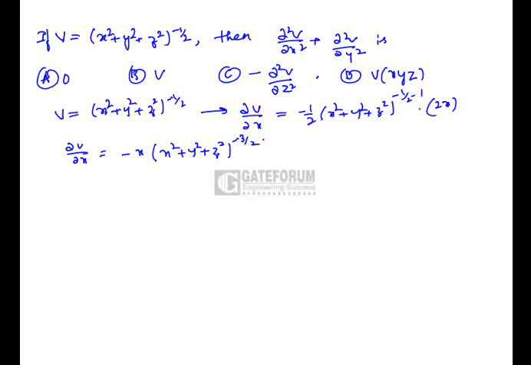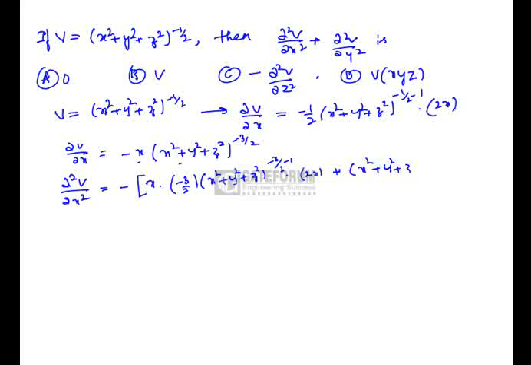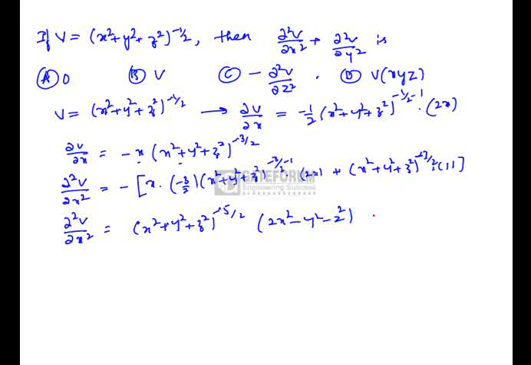Now as we need dou square v by dou x square, we'll differentiate it again partially with respect to x. Now as we have two functions, we'll use the UV rule. X into differentiation of this is minus 3 by 2 into (x square plus y square plus z square) raised to the power of minus 3 by 2 minus 1, into differentiation of x square plus y square plus z square, which is 2x, plus (x square plus y square plus z square) whole power minus 3 by 2 as it is, into differentiation of x, which is 1. If we simplify, dou square v by dou x square will be (x square plus y square plus z square) whole power minus 5 by 2 into (2x square minus y square minus z square). Let it be equation 1. Now similarly, if we differentiate the given function with respect to y partially twice, then the expression will be (x square plus y square plus z square) whole power minus 5 by 2.